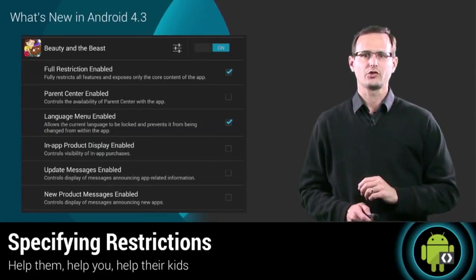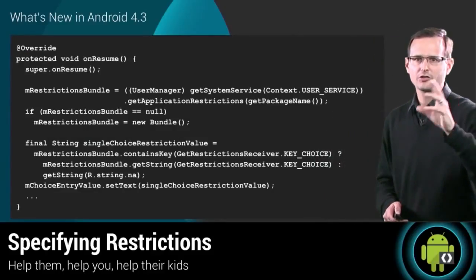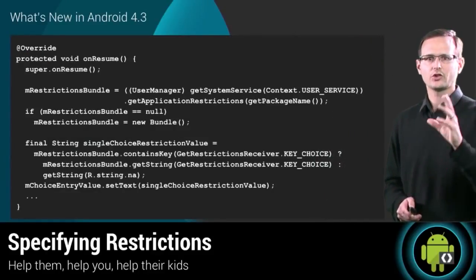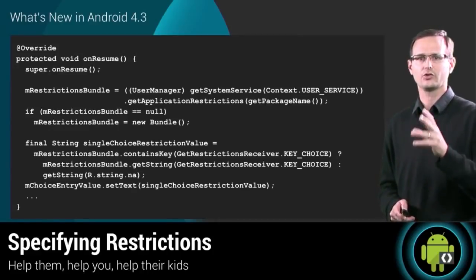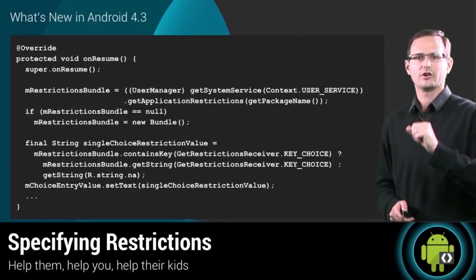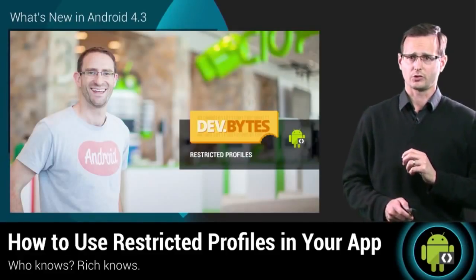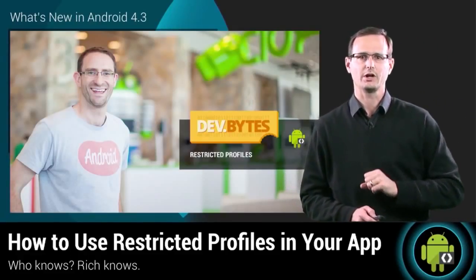They can select their preferences for your app for each of their restricted users. To apply those preferences to your app at runtime, simply check for a bundle of restriction settings associated with your app by querying the user manager when your app resumes, as shown in this code snippet. You can find out more about supporting restricted profiles from Rich Heineman's DevByte.